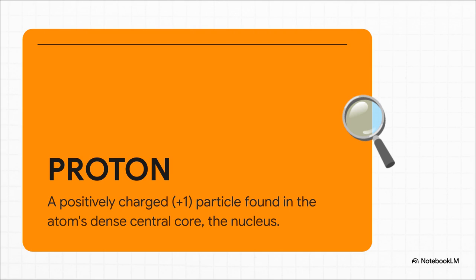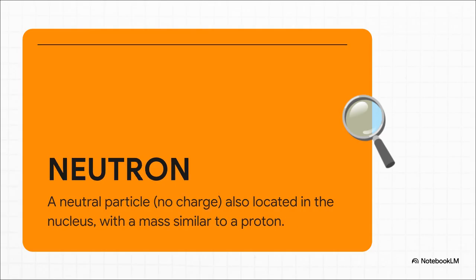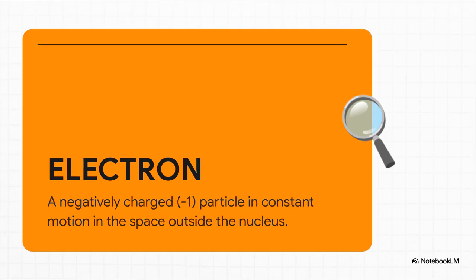First up, we've got the proton. Just think P for positive. This guy is one of the heavyweights, and it lives right in the atom's core, in the nucleus. And next to it is the neutron. And just like the name sounds, it's neutral, no charge at all. It's basically the proton's roommate in the nucleus, and they're about the same size. And finally, there's the electron. This one's completely different. It's super tiny, it's got a negative charge, and it's just buzzing with energy, constantly moving in that huge space outside the nucleus.